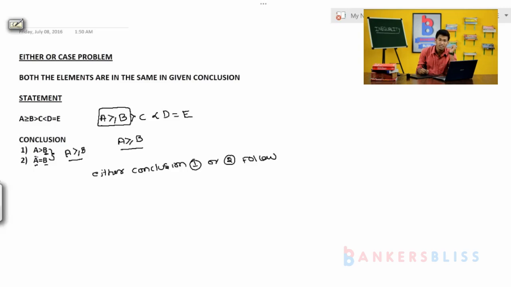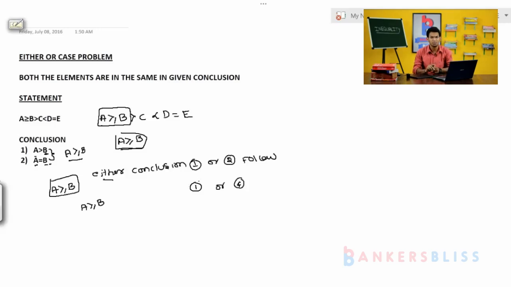Why? When we are doing this, both the elements are the same. When the elements are the same, what do we do? We have to make it combined. It is greater and equal to; I am going to merge it, that is greater than or equal to B. Then I look at the statement. If the statement is also the same as the given conclusions, we never say both the conclusions are right. Instead we say either conclusion first or conclusion second. Suppose this conclusion is first and this conclusion is fourth. What do we do? Simple. Again I merge it, but we say either conclusion first or conclusion fourth follows. Is it clear?